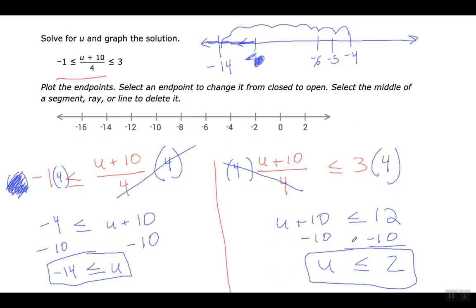Alright, so this is one where I gotta combine the answer because it's not or. It does not say or up there.